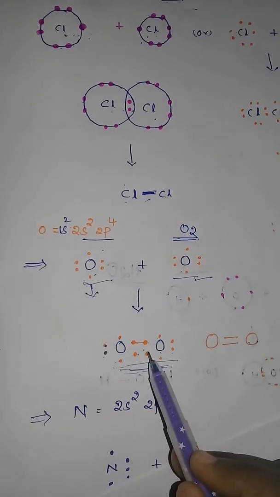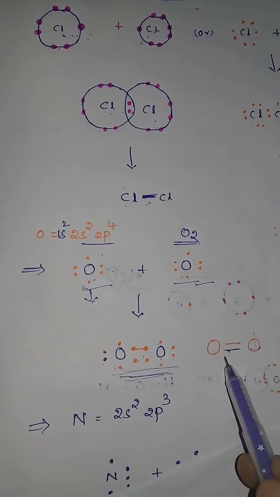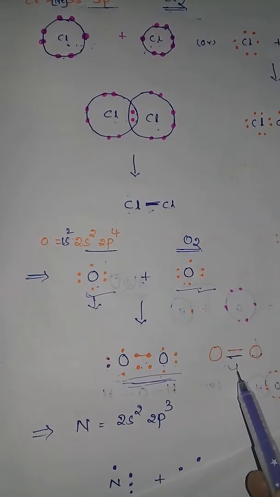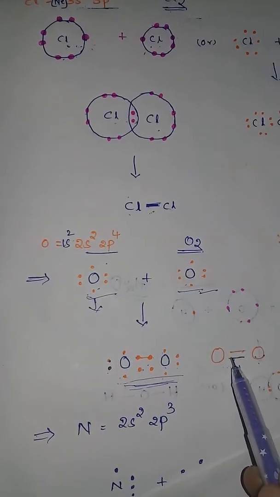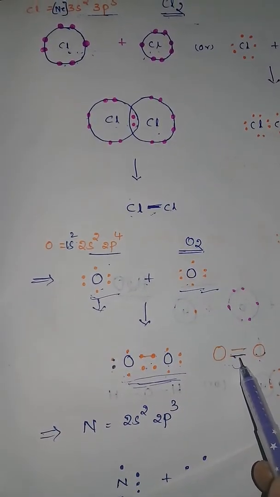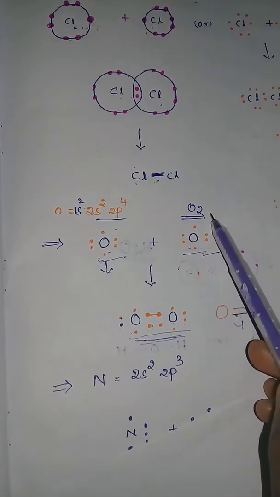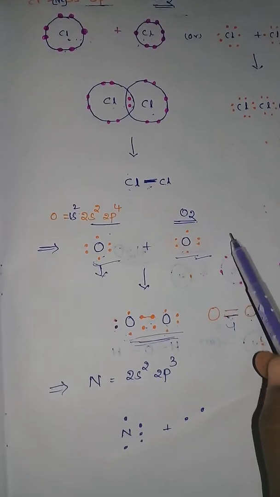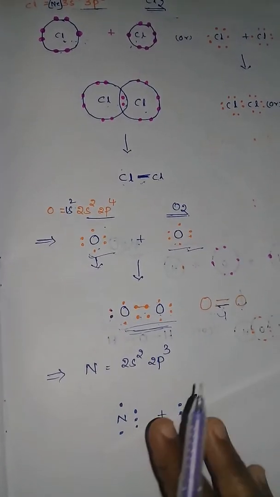These 4 electrons are represented to make a double bond. Double bond means 4 electrons are shared between 2 atoms, and each oxygen shares 2 electrons. So 2 electron pairs are represented in a double bond. So this is the O2 molecule, sharing 2 covalent bonds between 2 oxygen atoms.